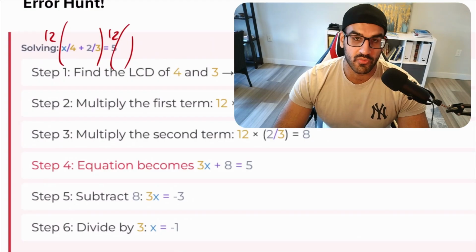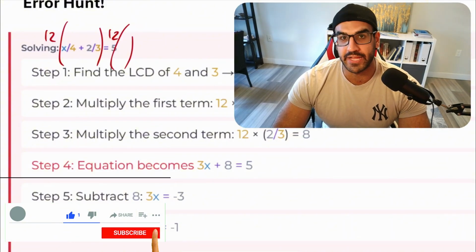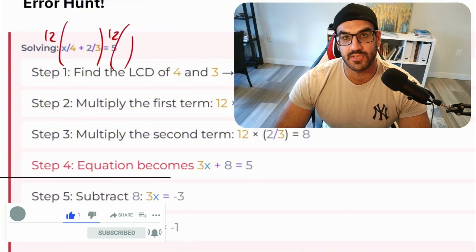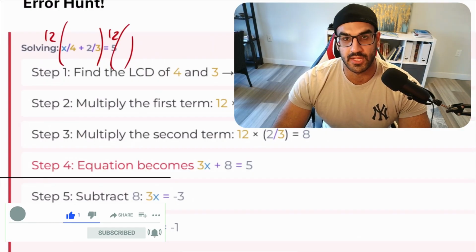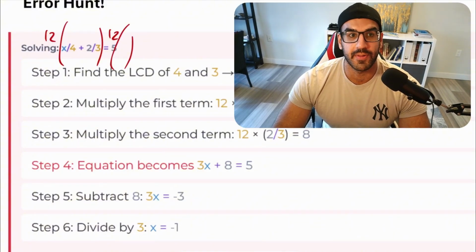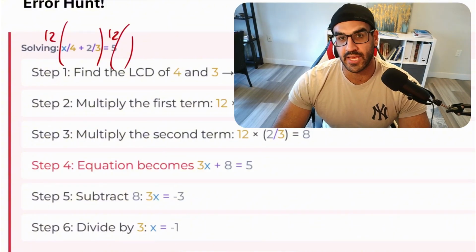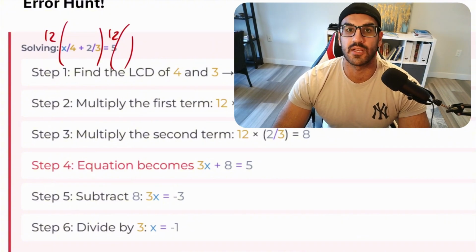So as you can see over here, something just happened. What? The thing that happened is I found the LCD, right? I multiplied everything by the LCD on the left side, but I completely forgot to do the same thing on the right side. Instead of having 12 times 5, I just have the 5 itself. So what would happen? I do have 3x plus 8 is equal to 5. I'm going to solve this, and at the end I would have x is equal to -1.